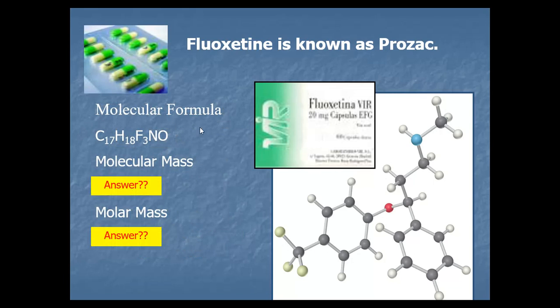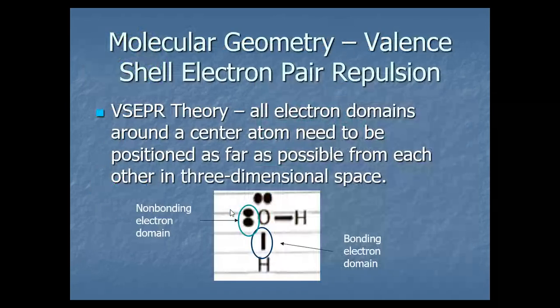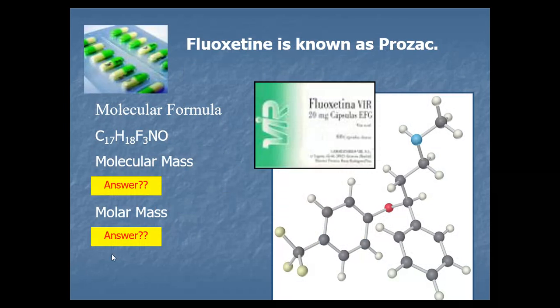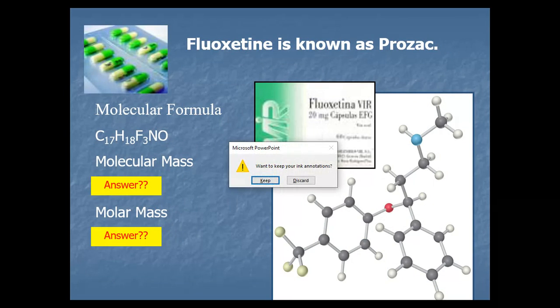Hopefully, if you paused and took a moment to do that, you arrived at C17, H18, F3, N, and O. Notice there's only one N and one O. So for my molecular mass, let me go back and we'll add those in. Give me one moment.